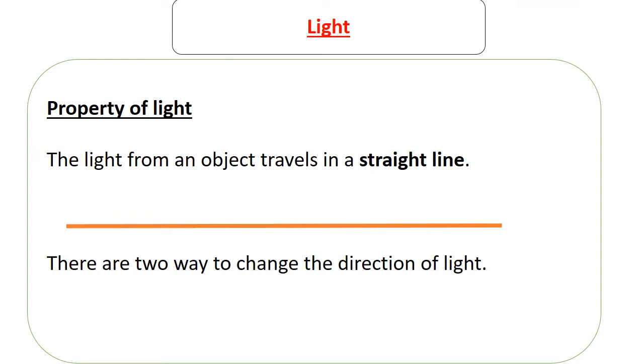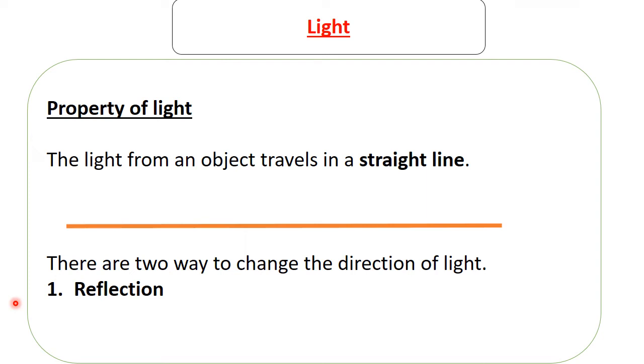So there are two ways to change the direction of light. The first is if you put a surface in front of it. So when you put a surface in front of it, for example, this light which was traveling, if we put something here, then this light can be reflected. So that's one way in which light can change its direction, through reflection.